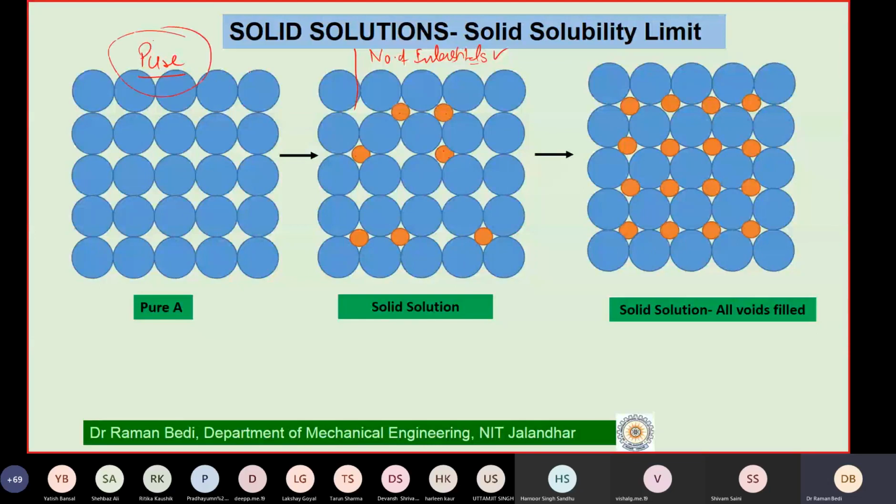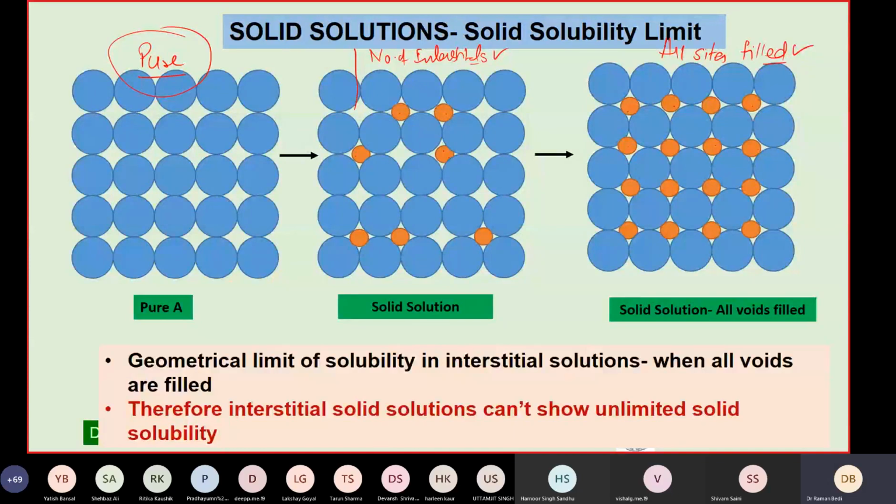The limit is given by the geometrical limit. When all the interstitial sites are filled, that is what you observe here. All sites have been filled. So once that happens, you cannot mix it further. This is the geometrical limit of solubility in interstitial solutions when all the voids have been filled. That is the reason why interstitial solutions cannot show you unlimited solid solubility. Whereas when I refer to the substitutional ones, you just have to replace these atoms, so all of them can be replaced.